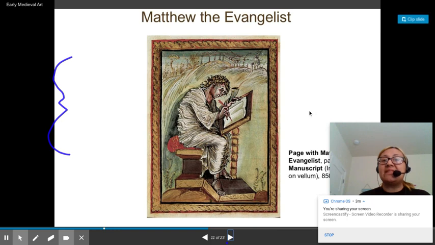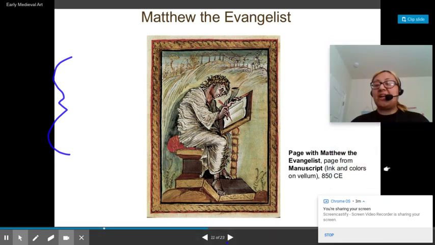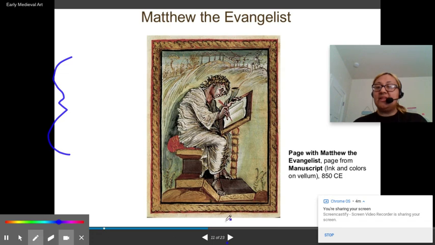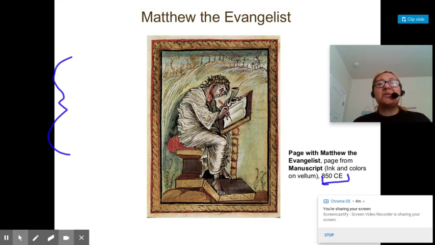Now here is a portrait. It's called Matthew the Evangelist, and it's the page with Matthew the Evangelist from the manuscript. Ink and colors were on vellum, but the manuscript is dated. So this picture is dated as 850 BC, and I'm seeing that right here. Okay, so this one is dated again 850 CE. I said BC before. Let me correct myself. And what do you notice in this portrait?